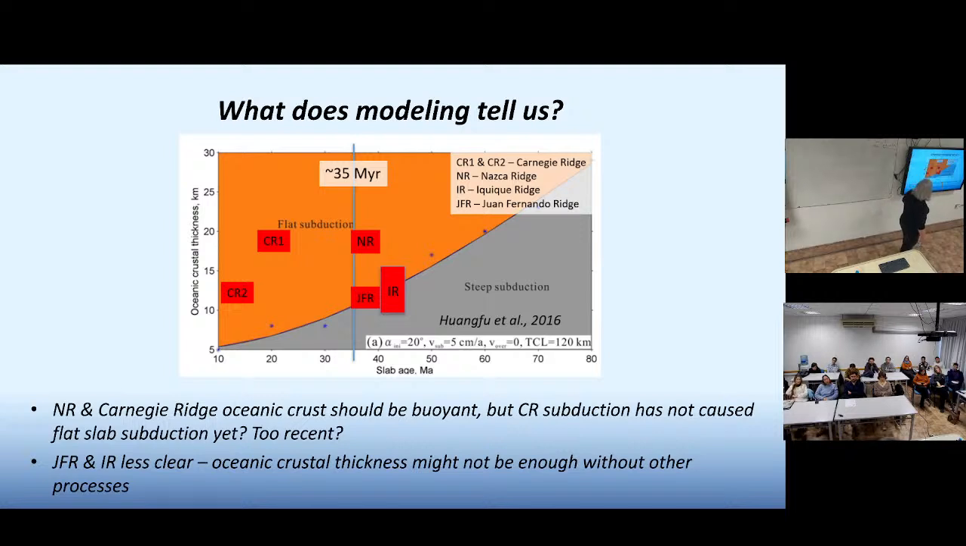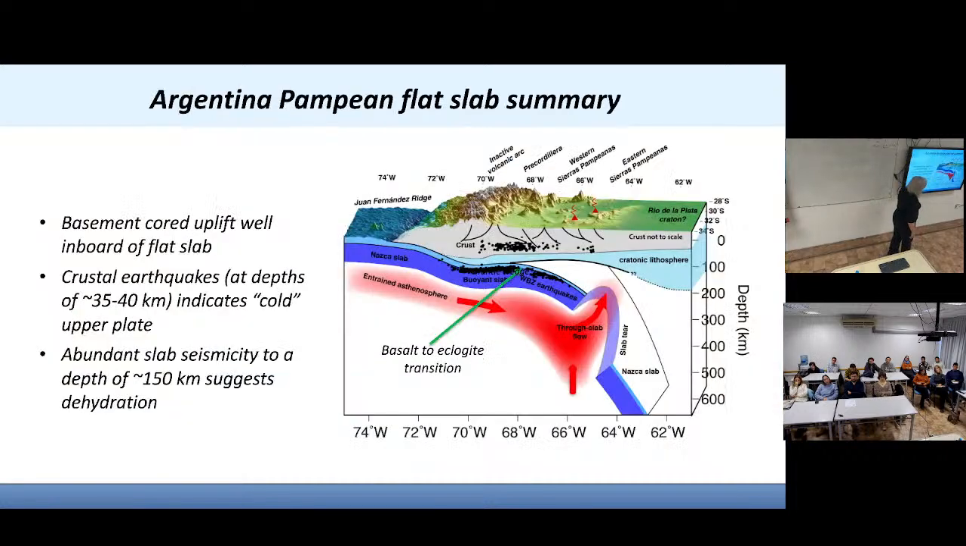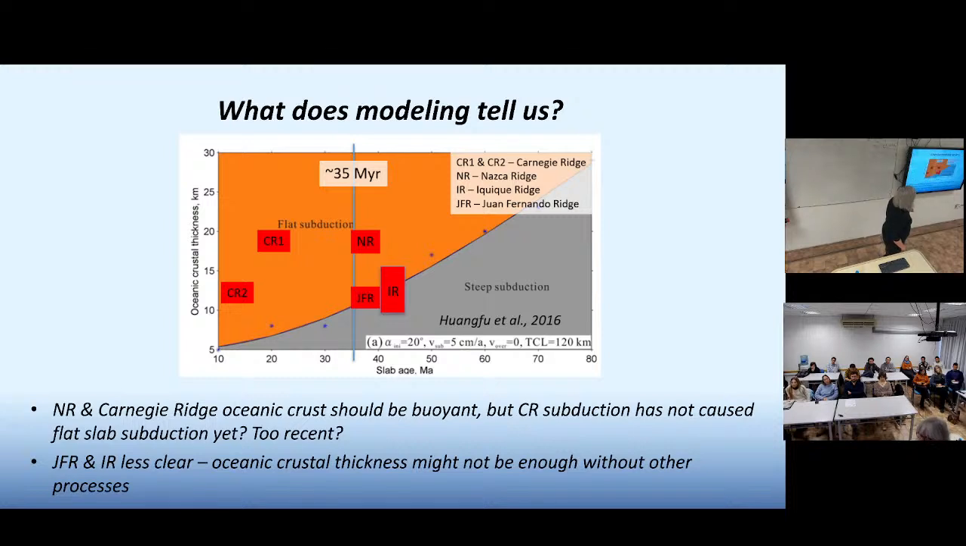And then the thickness of the oceanic crust. And here's 5 kilometers, and here's 25. And so, the Nazca Ridge plots right here, the age of the slab is about 35 million years, roughly, a little more. And it's right there in the flat slab region. So orange is flat slab, the gray is where it shouldn't be flat. And there's this line according to his models. The Juan Fernandez Ridge, because the oceanic crust is not so thick, it's right on the border. Probably the hydration puts it over the edge, I think.